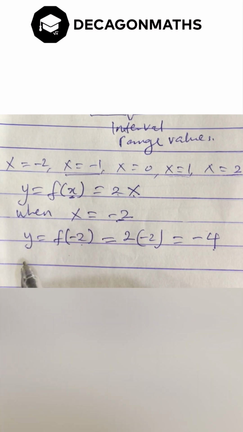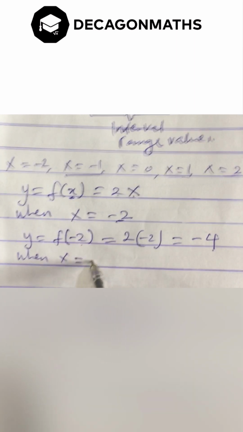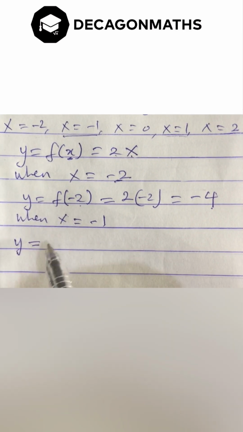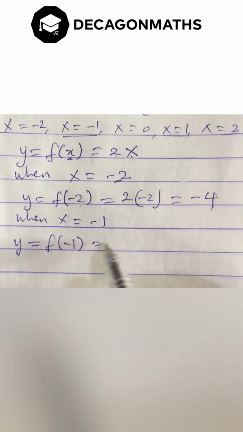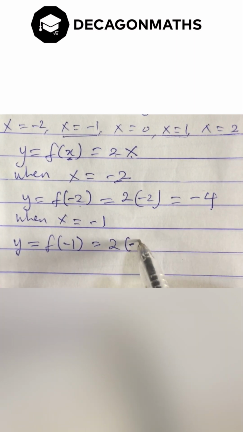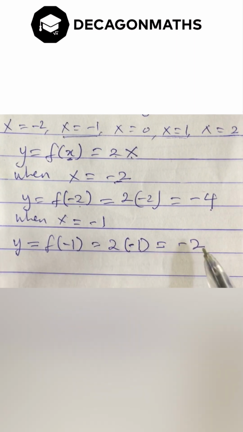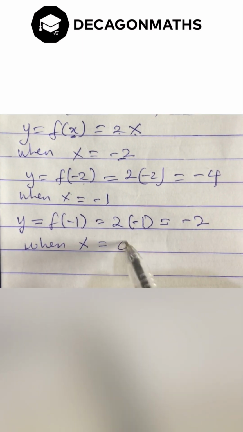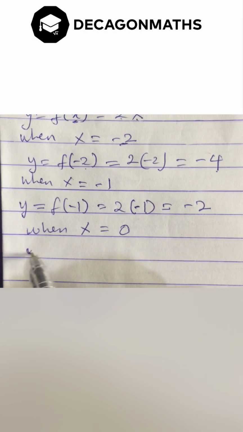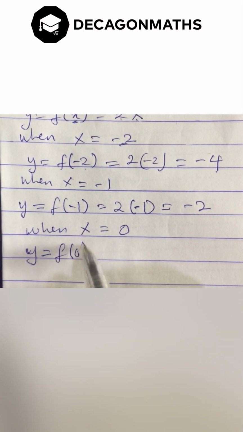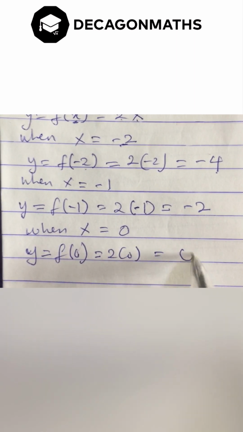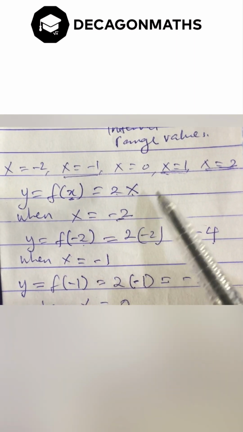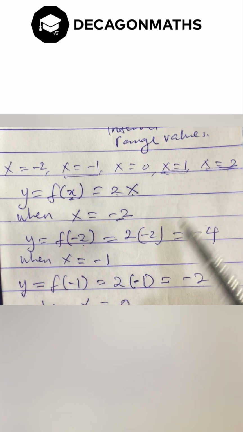Now let's pick x equals -1. When x equals -1, the value of our dependent variable y equals f of -1, which equals 2 times (-1), and that will give us -2, right? And then when x equals 0, that means y equals f of 0, which is 2 times 0, which equals 0. So I want you to do it for when x equals 1 and x equals 2 by yourself.